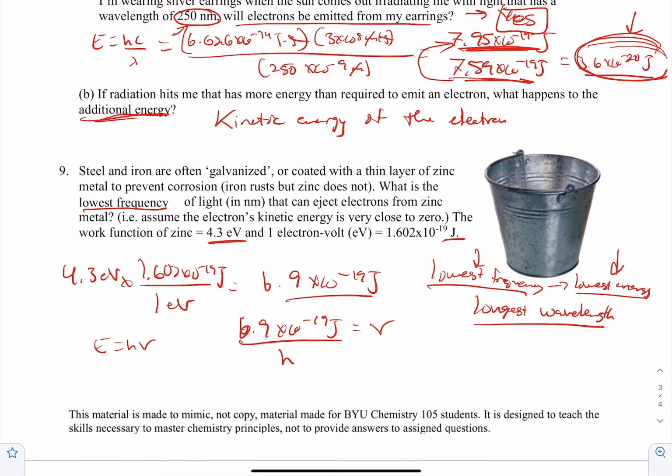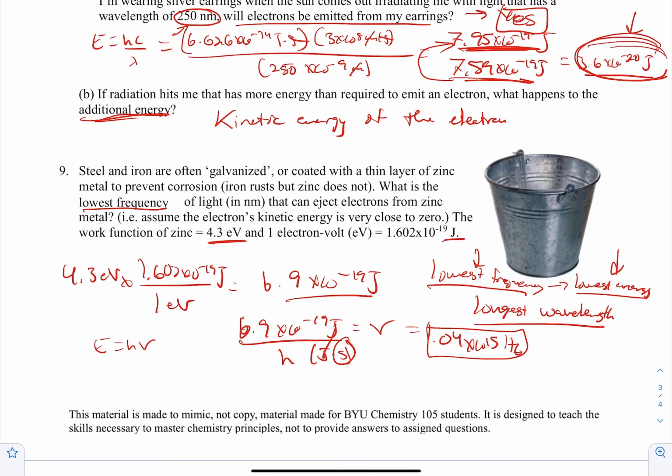Dividing by 6.626 times 10 to the negative 34, just to keep track of the units so you understand, my joules are going to cancel. I'm going to end up with 1 over seconds, which is what I need for frequency. Here I get 1.04 times 10 to the 15th hertz, or 1 over seconds. So that's the lowest frequency.